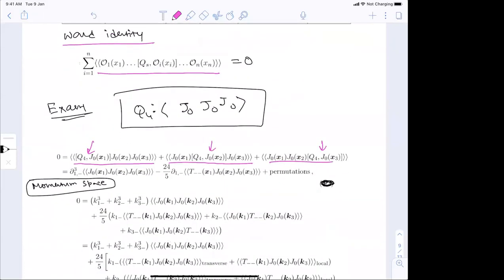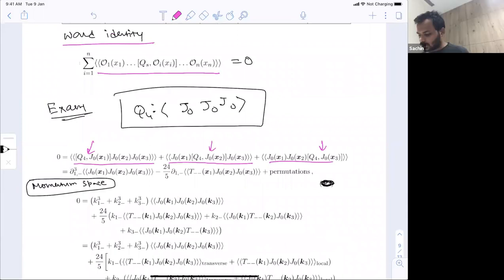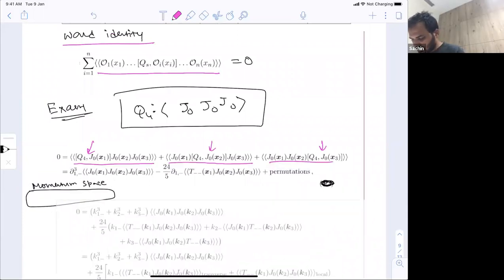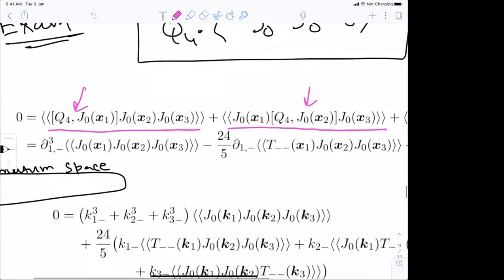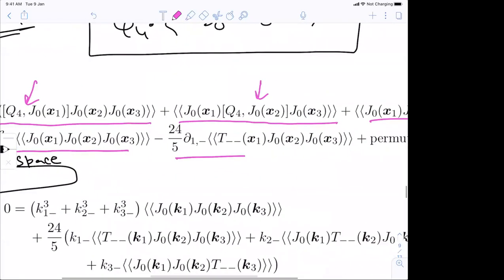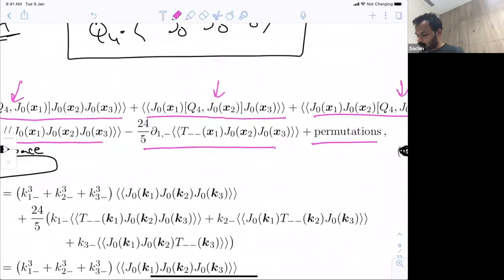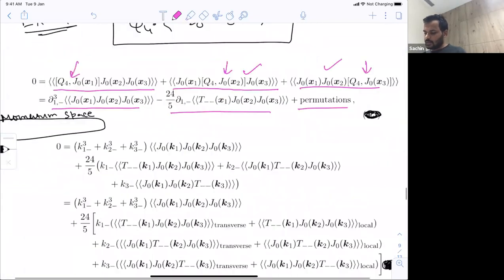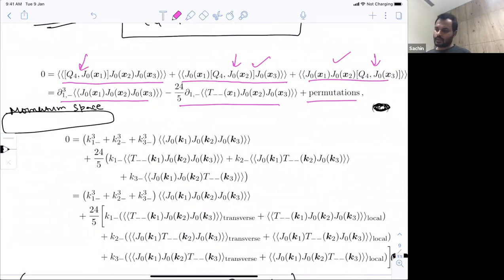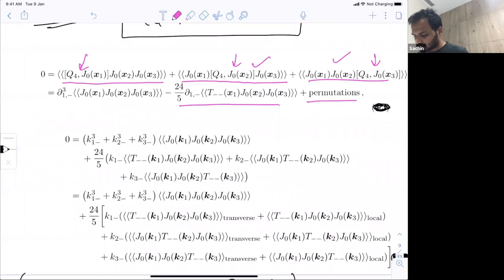You see, I've just replaced Q4 on J0 with this. And then the permutations. The permutations are this and this. Okay. So, in the position space, you can check it, but my aim is to get the results in the momentum space. What I do is that I do a Fourier transform of these equations, of the equation that I have here.